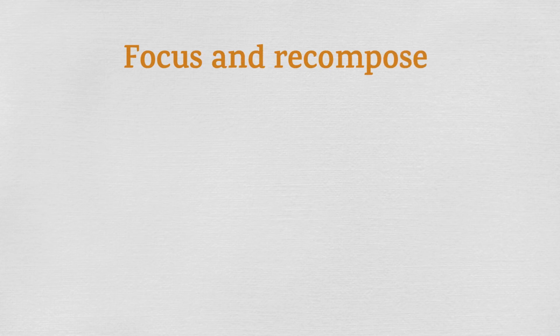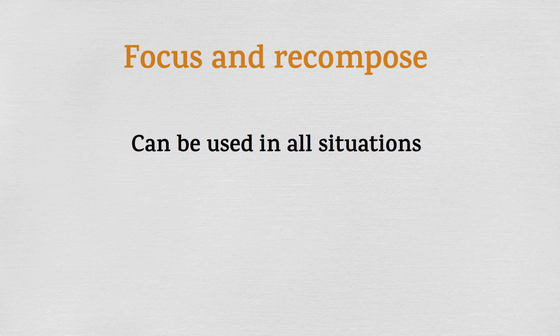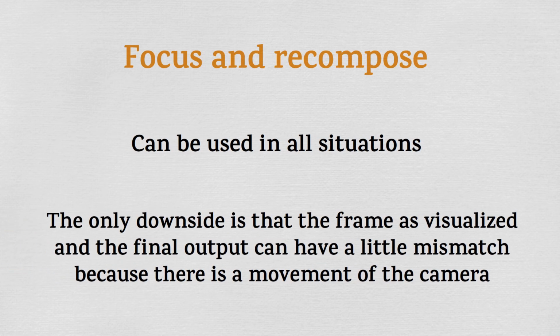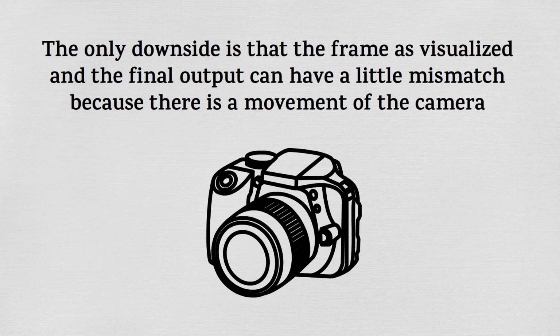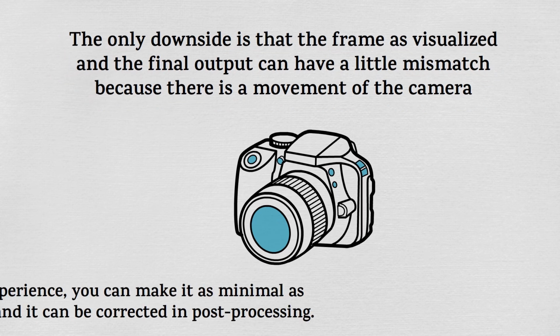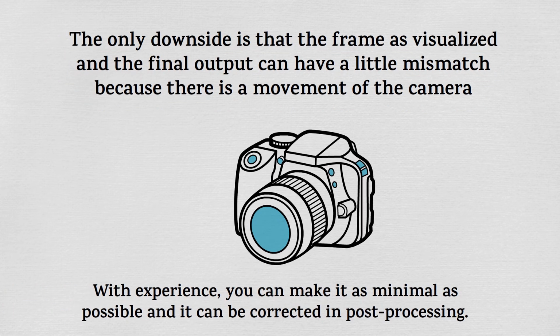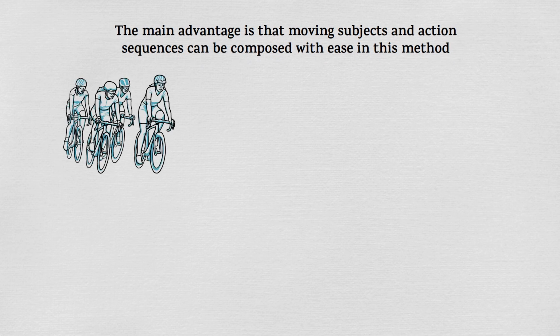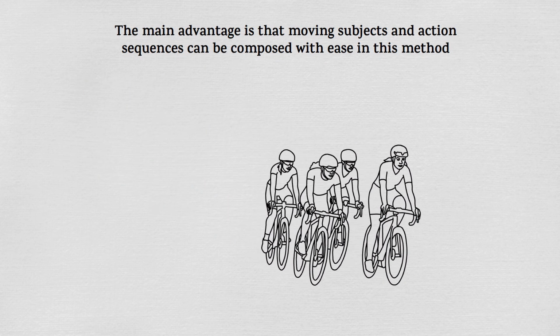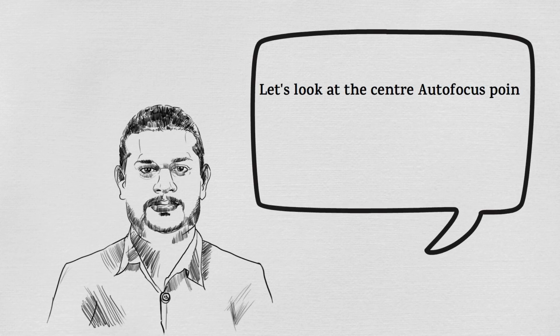The other method is the focus and recompose. This is a very simple method but can be used in all situations. The only downside is that the frame as visualized and the final output can have a little mismatch because there's a movement of the camera, but with experience, you can make it as minimal as possible and it can be corrected in post-processing. The main advantage is that moving subjects and action sequences can be composed with ease in this method. So let's look at the center autofocus point, focus and recompose technique.